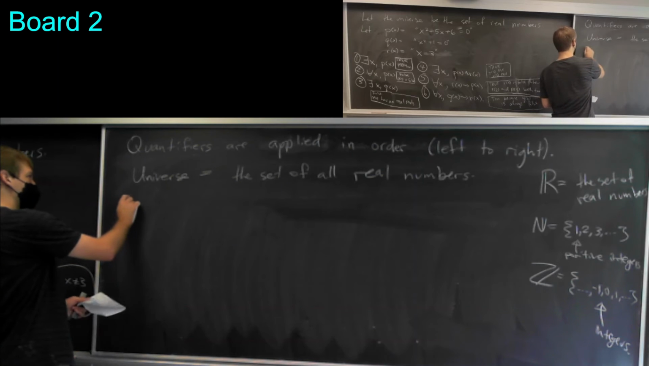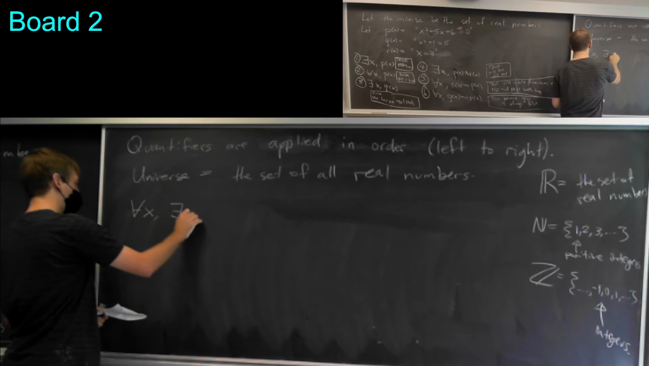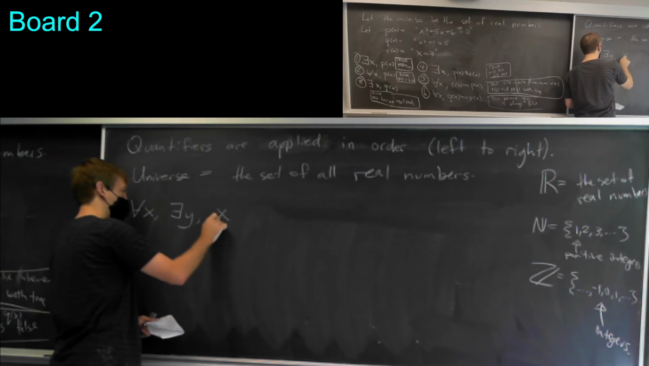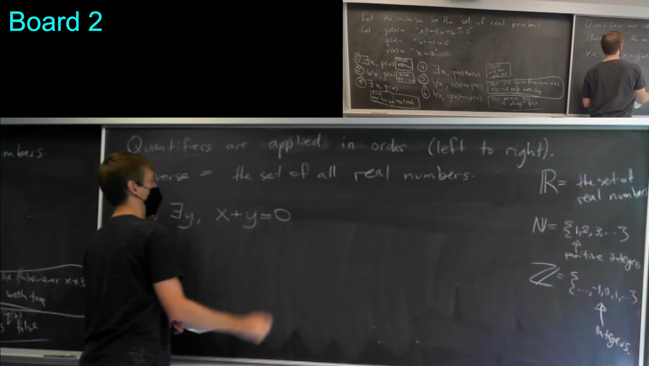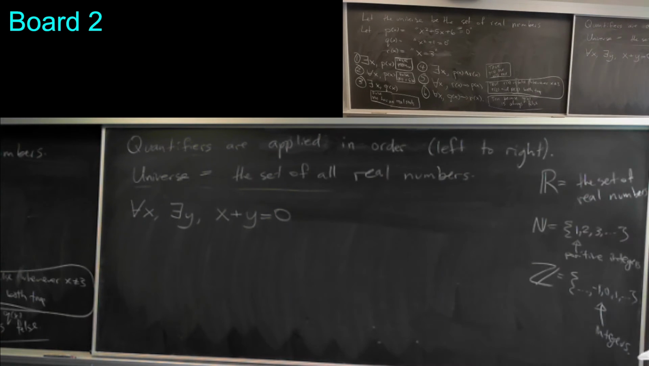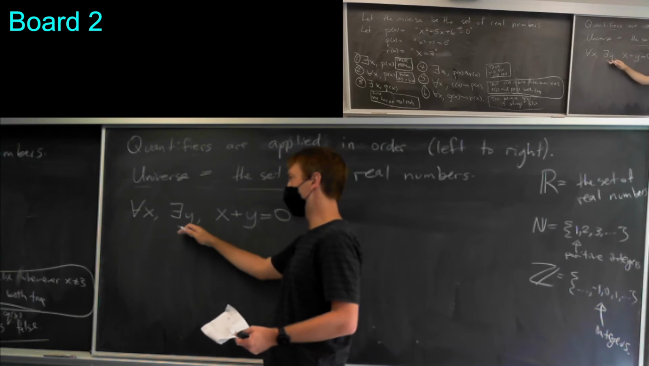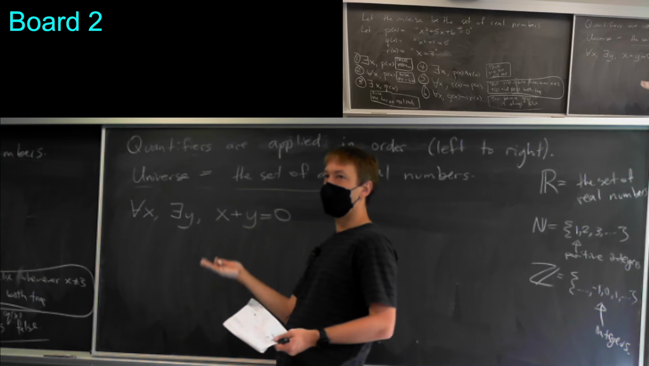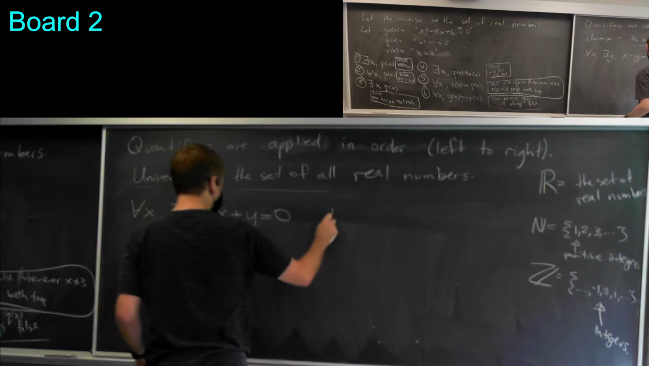Okay, so if I write for all x, there exists y such that x plus y is 0, where again the universe is the set of all real numbers. Can anyone tell me if this is true? Okay, so indeed, it is true. For every x, there is some y such that they add up to 0, because you would just take y equals negative x, right?